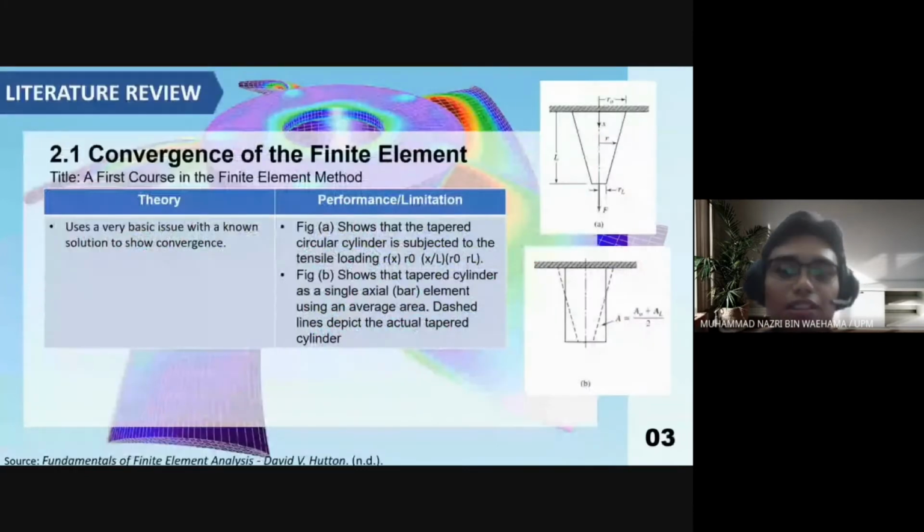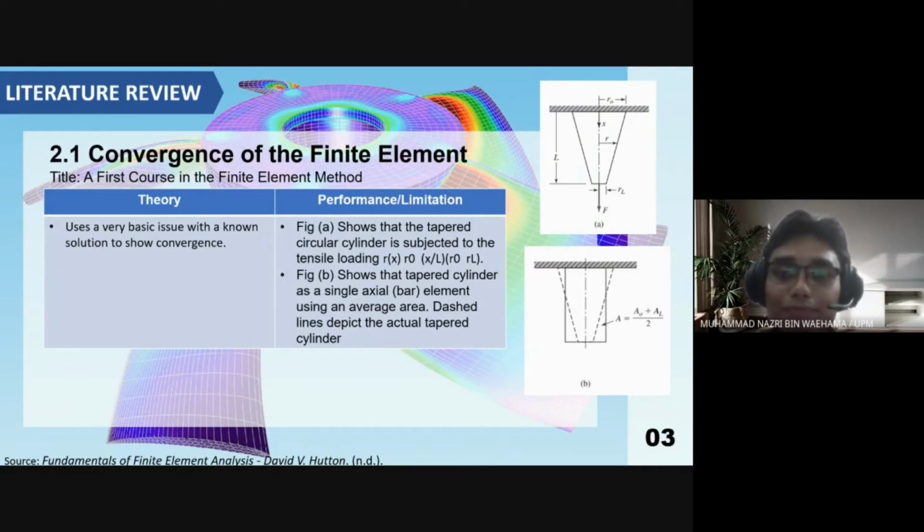Next, for the literature review, 2.1, we're going to study the convergence of the finite element. The journal that we found is A First Course in the Finite Element Method by Daryl L. Logan, whose theory uses a very basic problem with a known solution to show convergence. As you can see from the figure, it shows a tapered solid cylinder with one end fixed and the other end subjected to tensile forces, as in figure A.